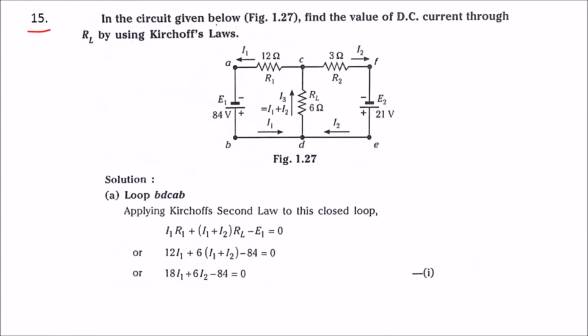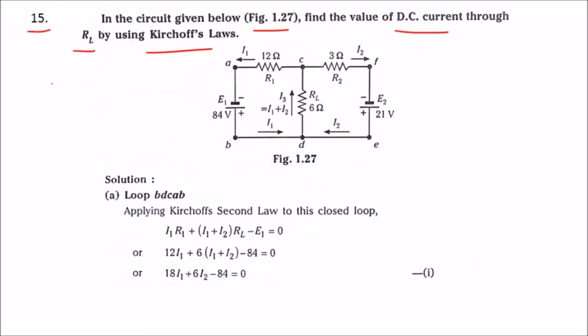Problem number 15. In the circuit given below, figure 1.27, find the value of DC current through RL by using Kirchhoff's law. There are two Kirchhoff laws, one is current law and another is voltage law. Current law says that in any network of wires carrying current, the algebraic sum of all the currents meeting at a point is 0, or it can also be stated as the sum of incoming currents towards any point is equal to the sum of outgoing currents away from that point. So that is current law.